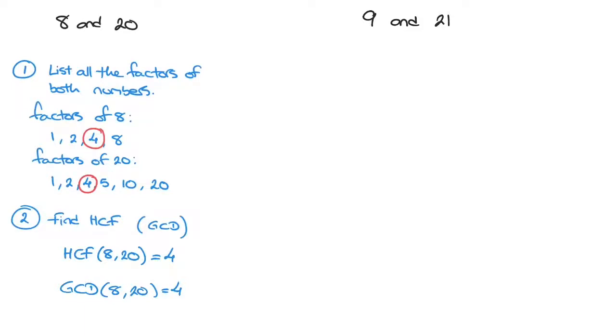So once more, our first step, step 1, is to list all of the factors of each of those two numbers. Now, the factors of 9 are 1, 3, and 9. Similarly, we list the factors of 21. The factors of 21 are 1, 3, 7, and 21. And that's our first step done.